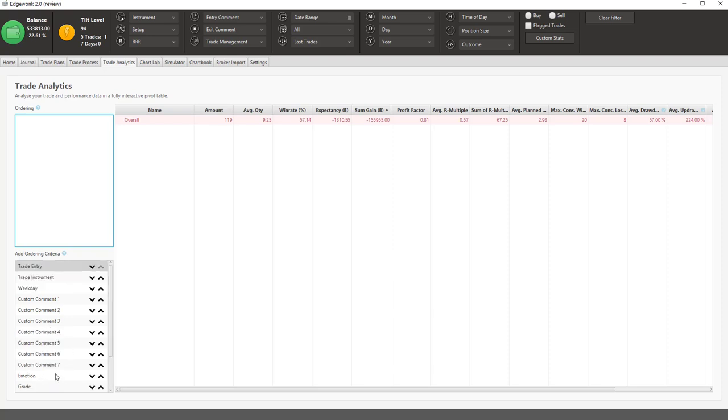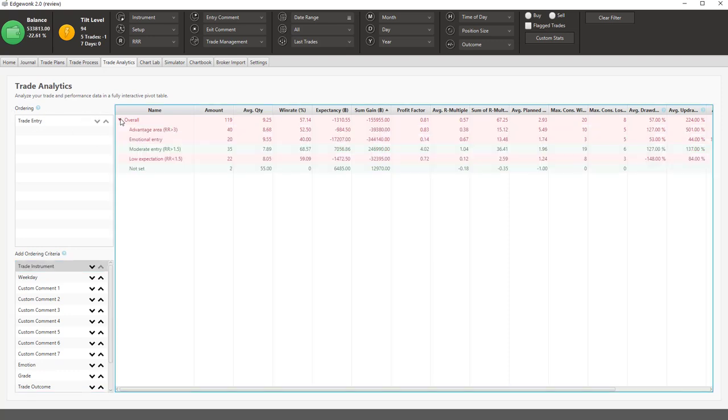So let's start with the trade entry comments. We select it here, then it's in the ordering. And now we have a detailed breakdown of his performance. We want to sort it by the sum of the gain, so we can see the outliers.